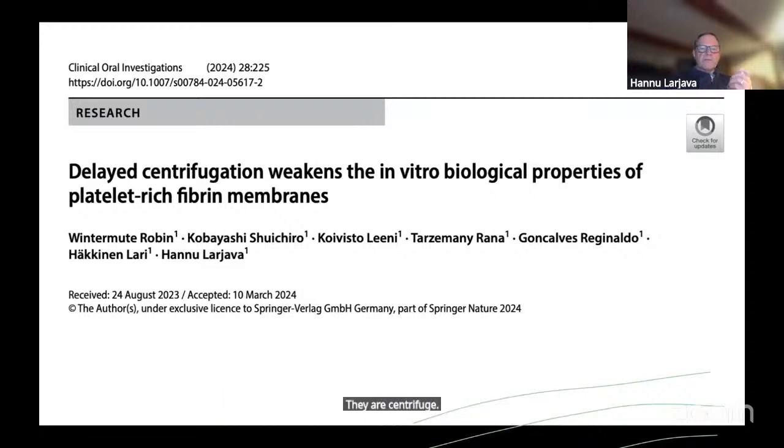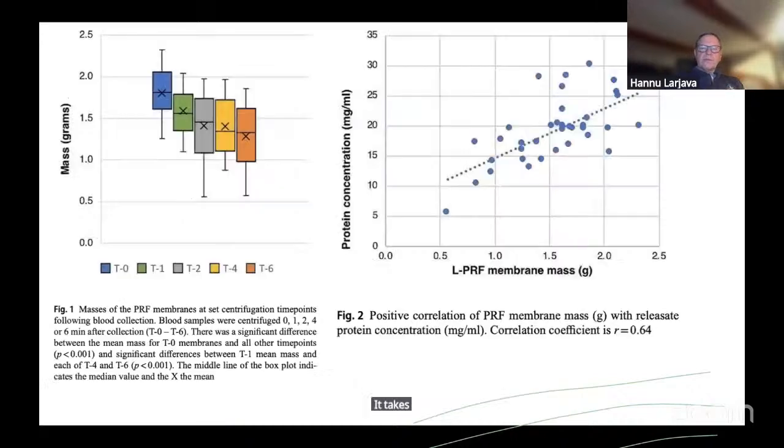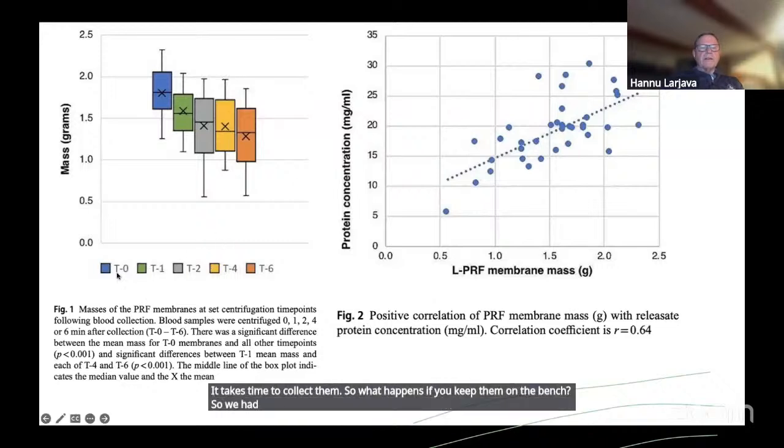So we asked what difference it makes if it sits on the bench before we put it in. The recommendation is to put it in the centrifuge right away, and that's easy to do if you only have 1 or 2 tubes. But when you have 8 tubes or 10 tubes of blood, it takes time to collect them. So what happens if you keep them on the bench? So we had all these time points, like T0, where we put the tube in the centrifuge immediately after collection, and then T6 is 6 minutes later.